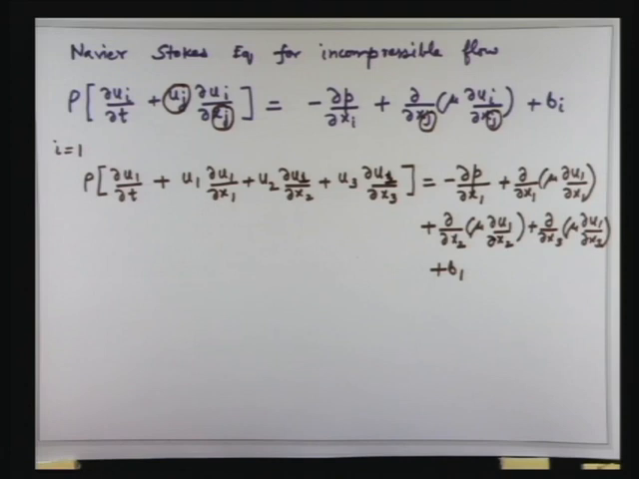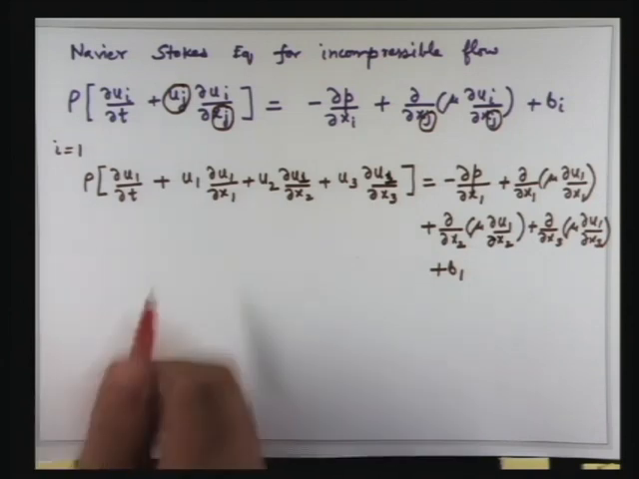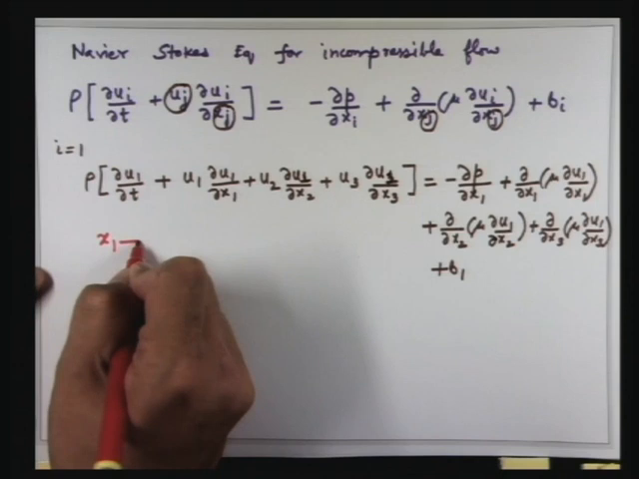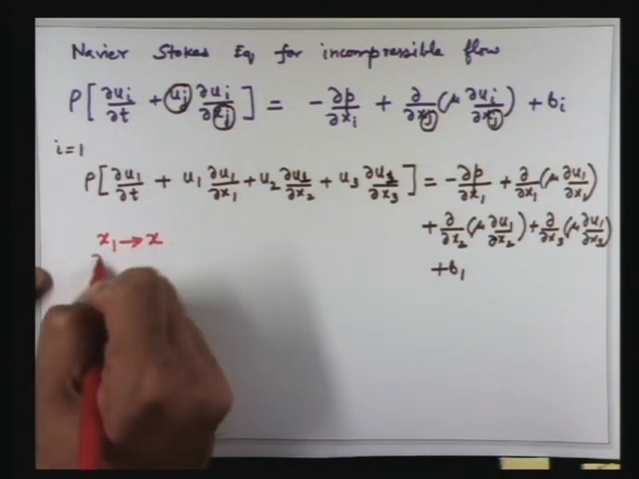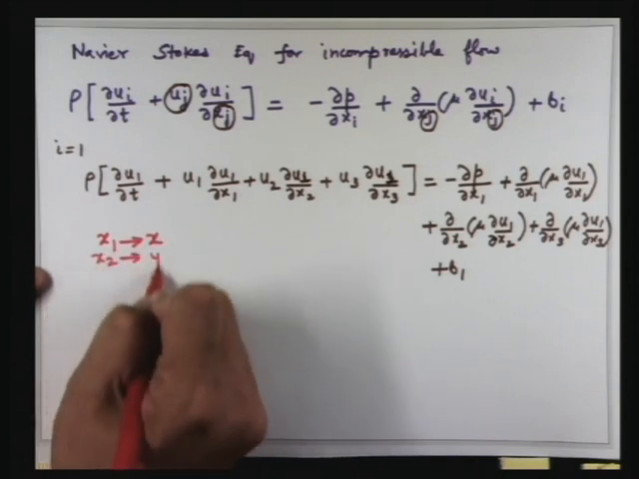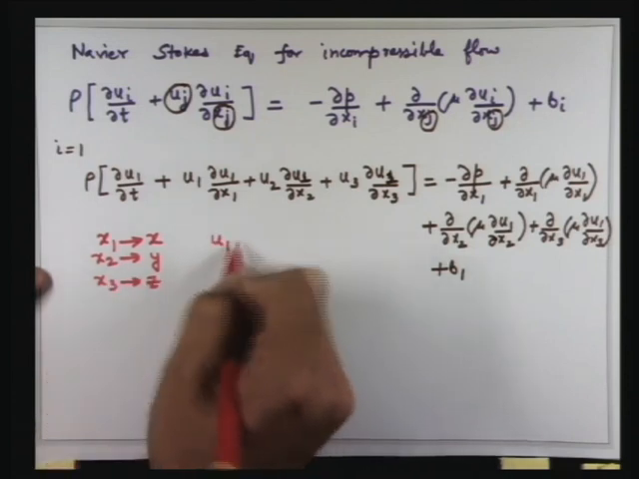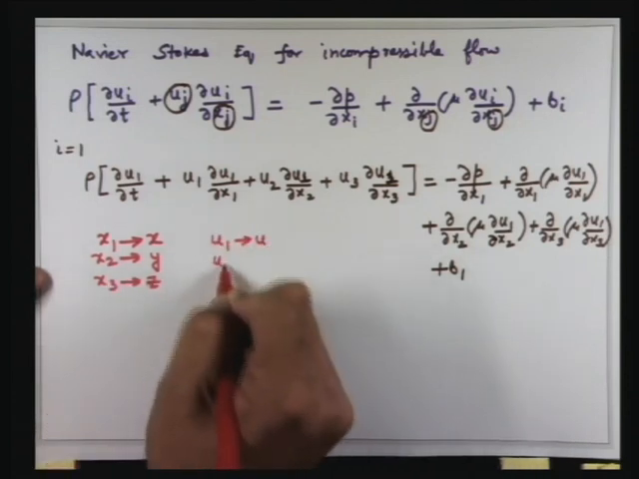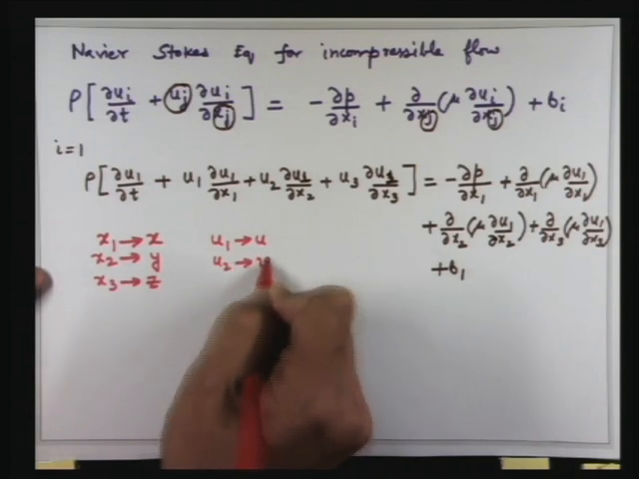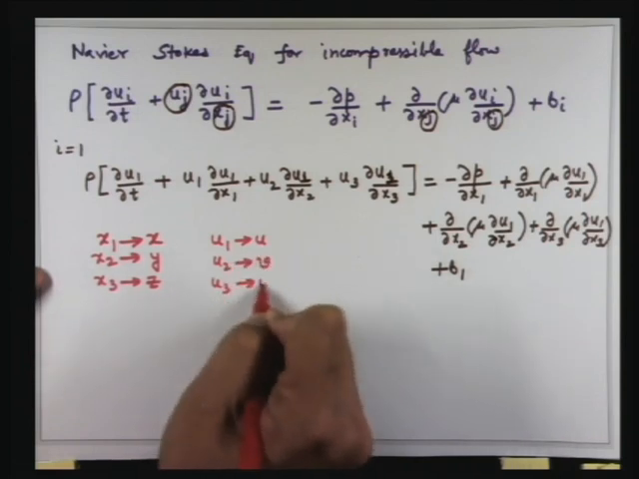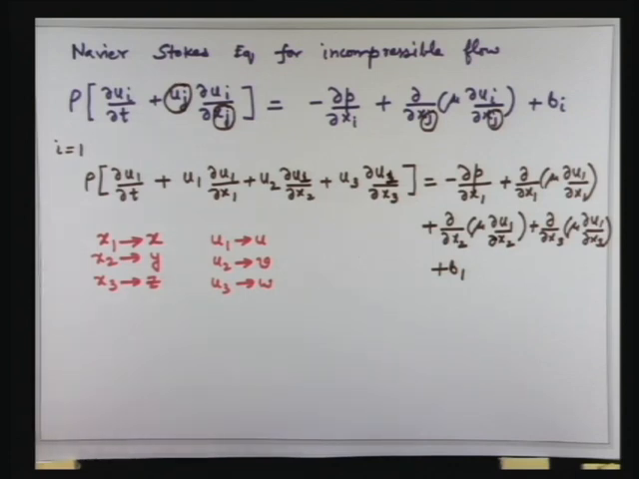So instead of the index notation, many times for solving problems analytically we use xyz notation. So instead of x1 we can write x, x2 we can write y, x3 we can write z, u1 we can write u, u2 we can write v, and u3 we can write w. These are absolutely equivalent notations.